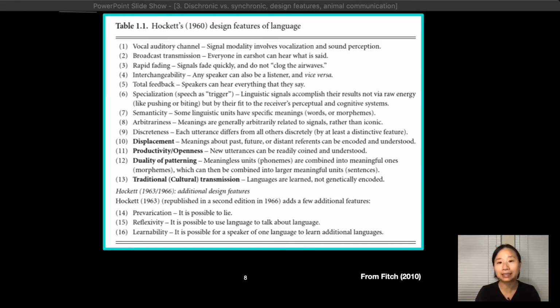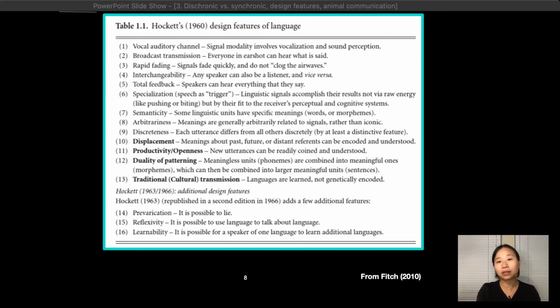This leads me to the next key feature, duality of patterning. What this feature says is that there are 2 separate layers of patterning in human language. In the first layer, we're dealing with meaningless units, namely sounds or sound units. We have a recipe for combining meaningless sound units, known as phonemes, into larger meaningful units, such as words. In the second layer, we can deal with meaningful units. We have another recipe for combining meaningful units, such as words, to form even bigger meaningful units, such as sentences.